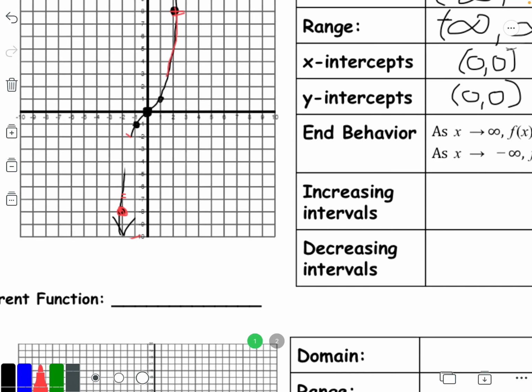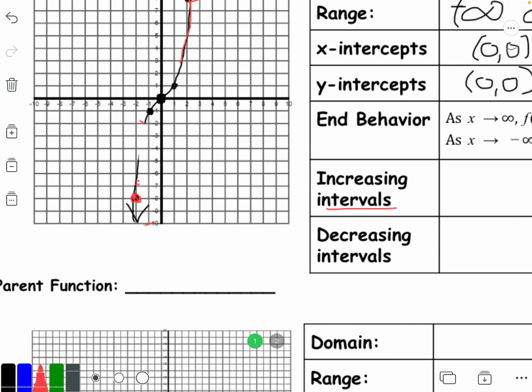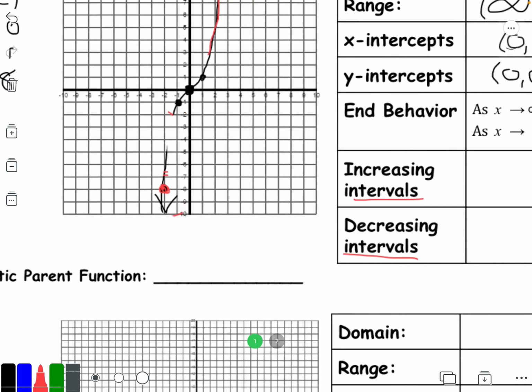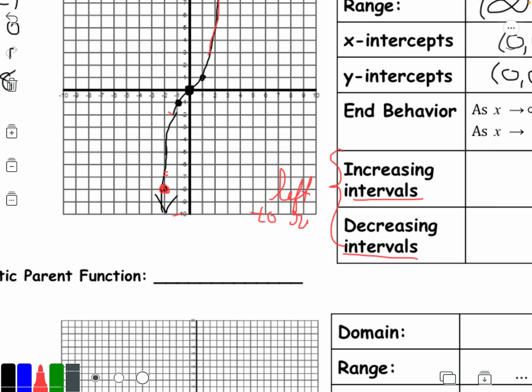All right, so now let's talk about increasing intervals and decreasing intervals. What's important about these is it's important for us to know what's happening in our graph, especially now that we're looking at graphs and functions that we're not really used to. And so as with so many other things, when we're looking at increasing and decreasing intervals, we always want to read the graph from left to right, okay?